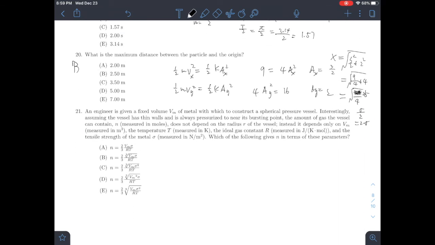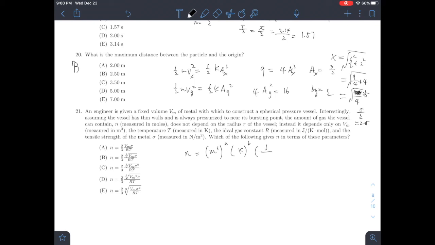Then question number 21. An engineer is given a fixed volume Vm of a metal with which to construct a spherical pressure vessel. Assuming the vessel has thin walls and is always pressurized to near the bursting point, the amount of gas the vessel can contain, N, does not depend on the radius of the vessel, but depends only on the volume, the temperature, the ideal gas constant and the tensile strength. Which of the following gives N in terms of these parameters? So this is simply a dimensional analysis problem.